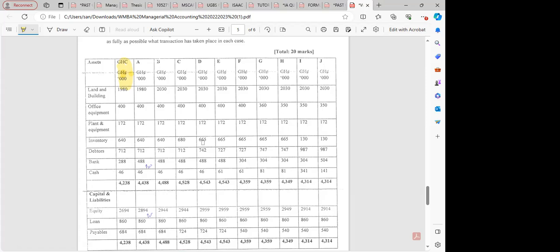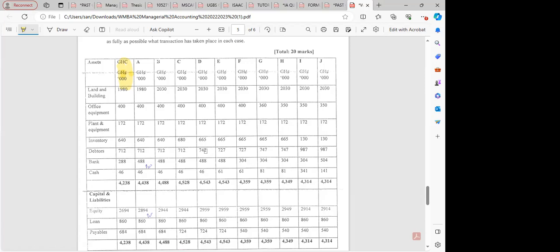Sorry, 15. So inventory has gone down by 15. Debtors has moved from 712 to 742. So we put our mind around it. Who are debtors? Debtors are people who buy goods from you, your customers who promise to pay later, right?